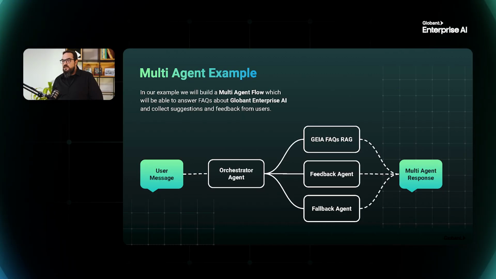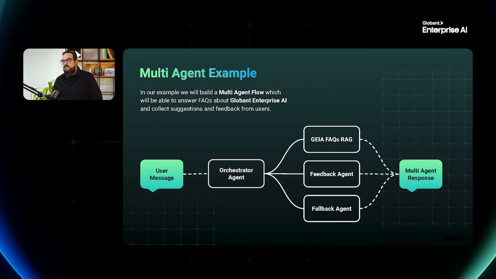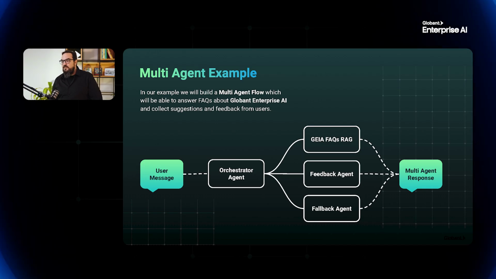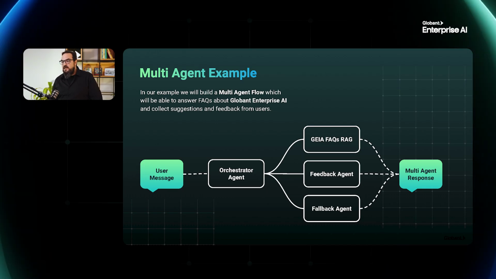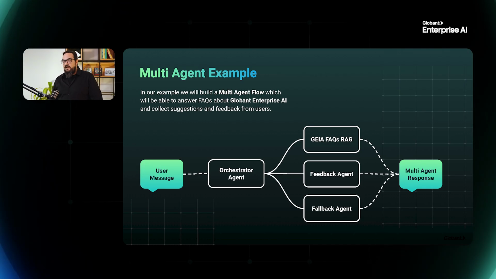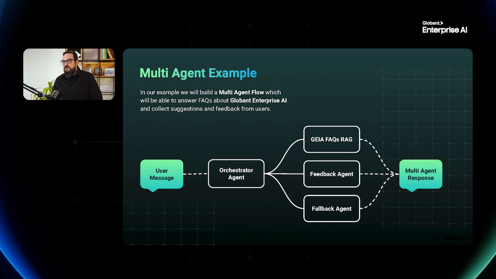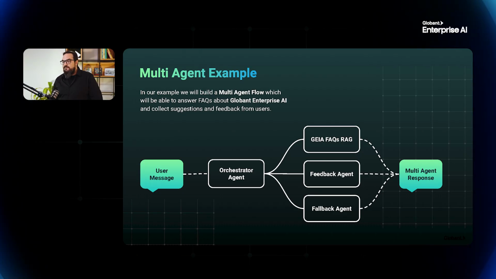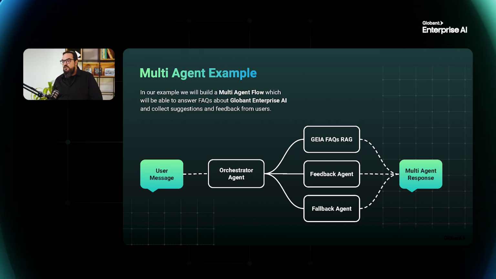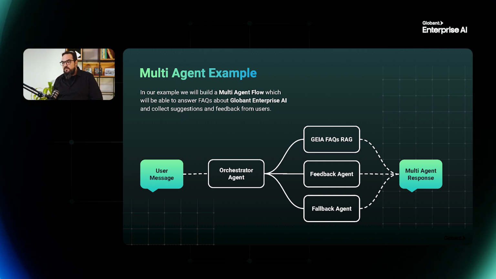To create this flow, we'll need an agent to orchestrate the conversation, a RAG assistant configured with a FAQ document about Globant Enterprise AI, an agent to collect feedback and suggestions, and finally, an agent to provide responses when user messages are outside the scope of our example. Let's start by creating the orchestrator agent.